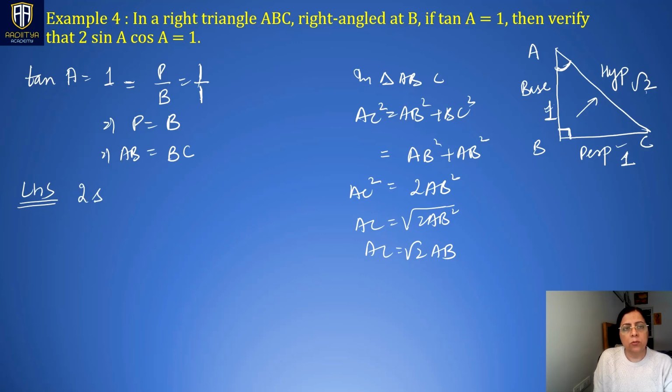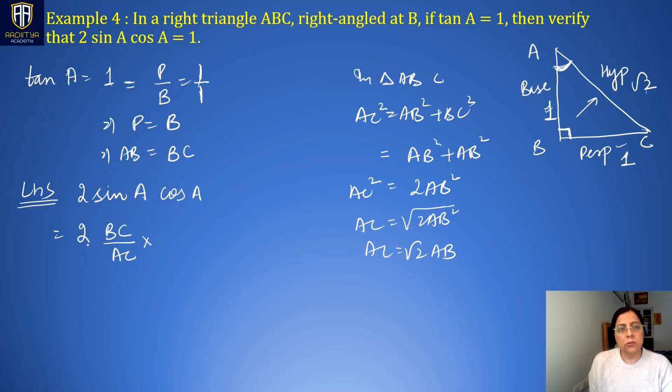LHS is 2 sin A into cos A. I have to prove that this statement is equal to 1. So what is the value of 2 sin A? Sine of A, for A, this is BC over AC. Perpendicular upon hypotenuse. Cos is base upon hypotenuse. Sin A is twice of BC over AC. Cos of A is base upon hypotenuse. So AB upon AC. Right?